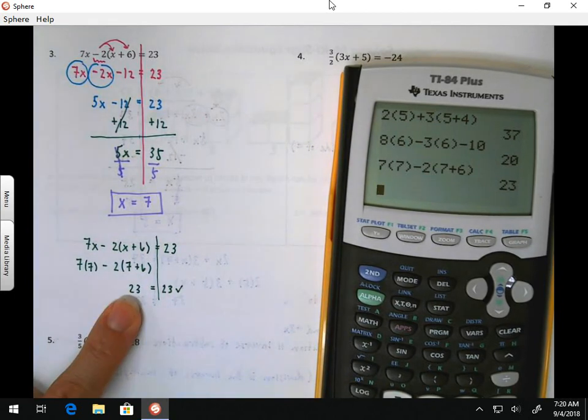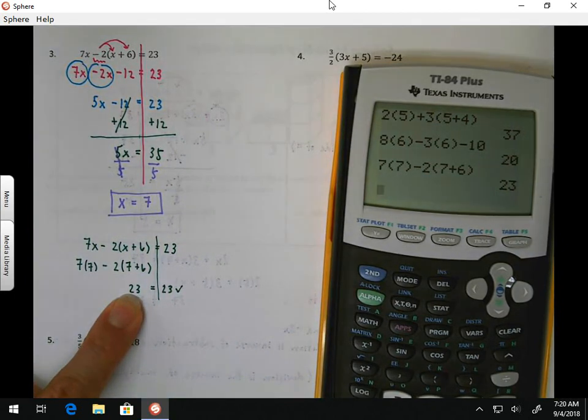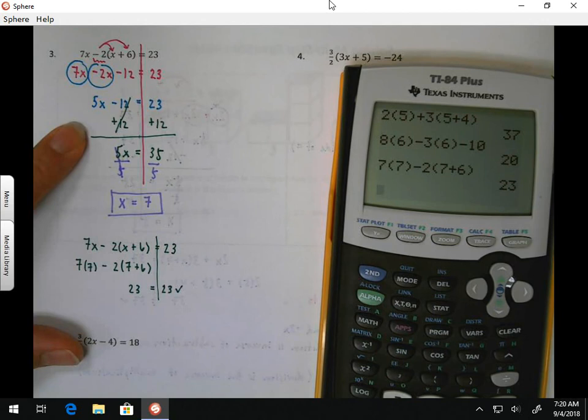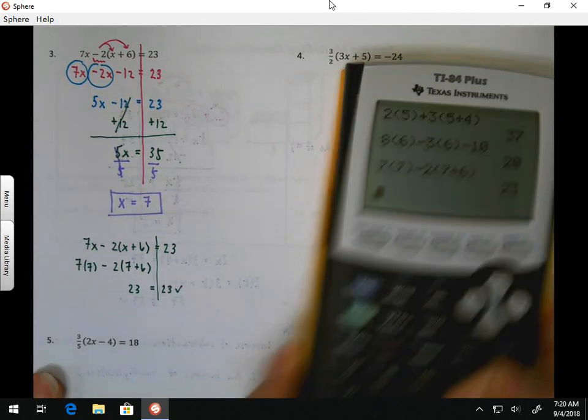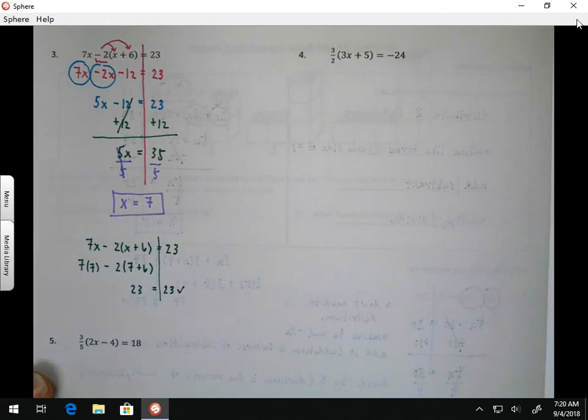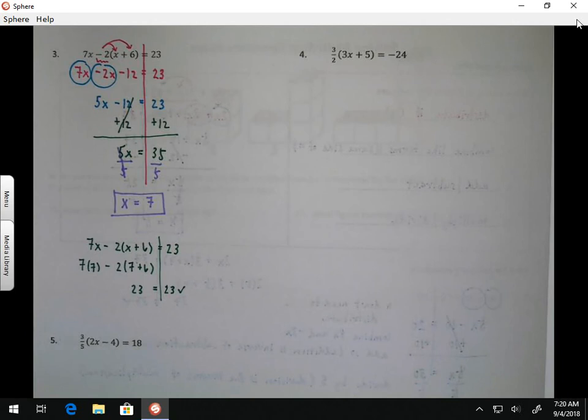Again, if you were to check and this were not equal to 23, that would be your signal to go back to your work and find where your mistake was. All right, we're going to do one more together, and I'm actually going to show you two different ways to do this problem. So let's look at number 4.